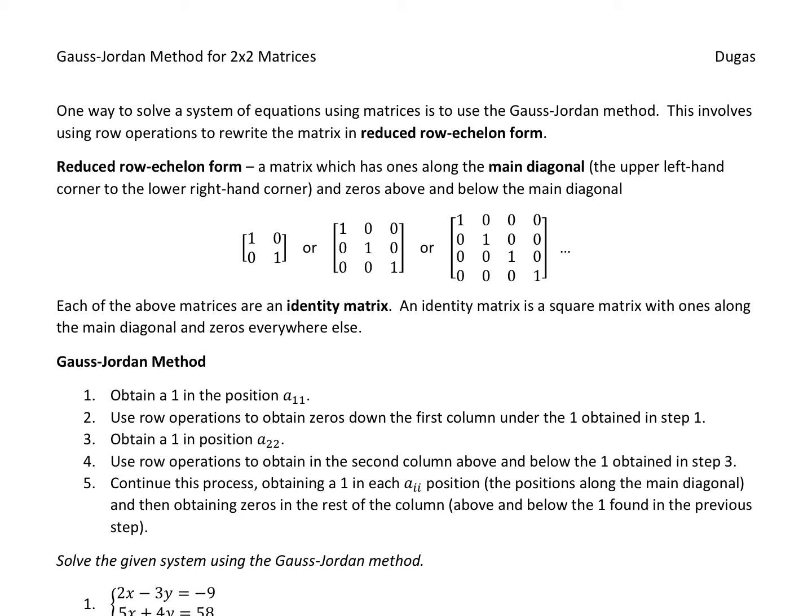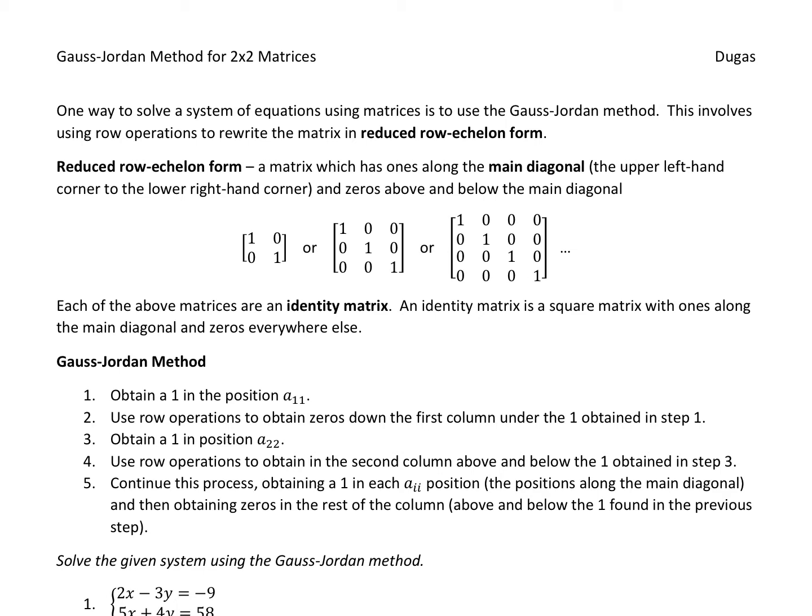In this video, we're going to look at how to use the Gauss-Jordan method for 2x2 matrices. So if we have a 2x2 square matrix, we want to be able to reduce this so that we can get the answers or solutions to a system of equations. One way you can do that is to find the row echelon form or the reduced row echelon form by finding a matrix which has ones along the main diagonal.